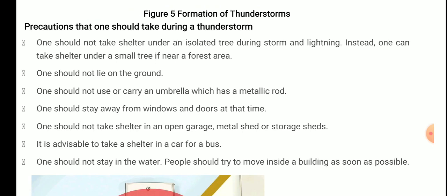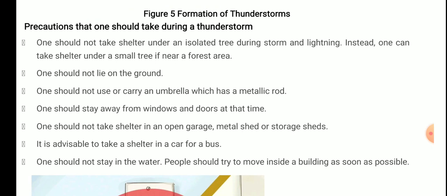Why is it said so? Because in lightning there is a flow of charge. If you carry an umbrella which has a metallic rod, we know that metal is a very good conductor of heat as well as electricity. And how does electricity flow? Because of the flow of charge. So if there is a metal surface around, the charge can easily flow. Once it flows into the metal rod, because that rod is in contact with your hands, it can also flow into your body, and that can be very fatal. So that's why one should not use or carry an umbrella which has a metallic rod.